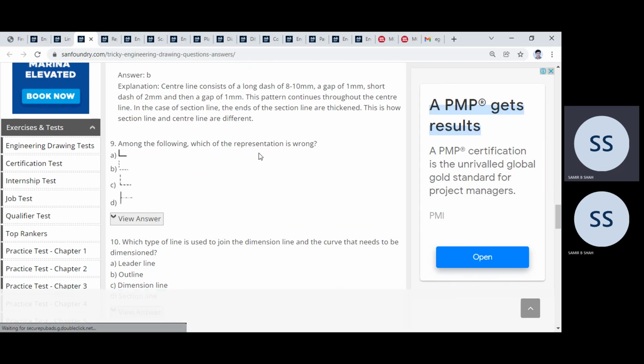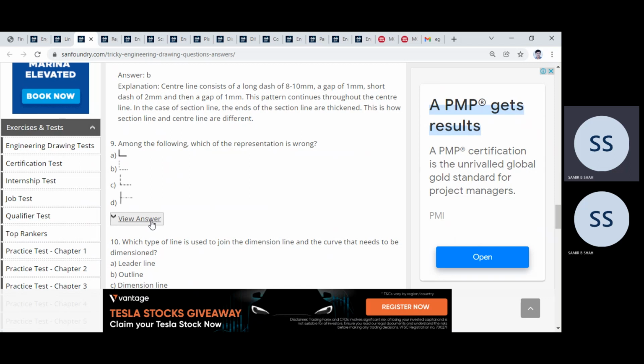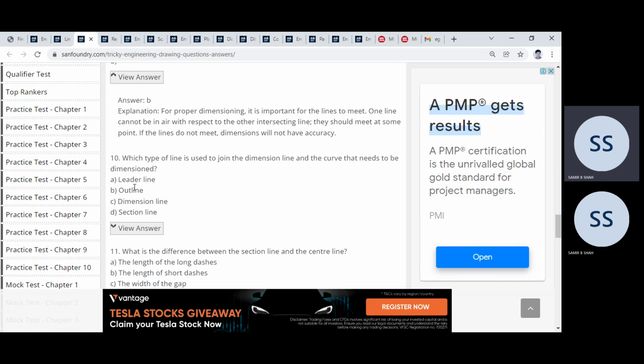which is represented. Which of the following is wrong? यहाँ पे चार ऑप्शन दिए हैं, so you have to identify from these four which one is the wrong. So you can see that the first one is angle, but in the second one proper dimensioning is not given, so the second one is the wrong option, while in the third one the distance is proper, so it may be the right one.